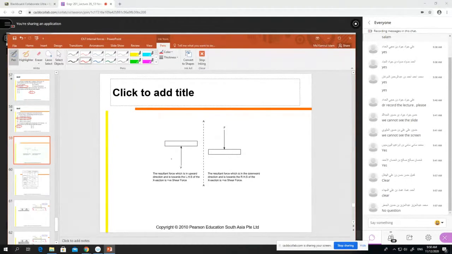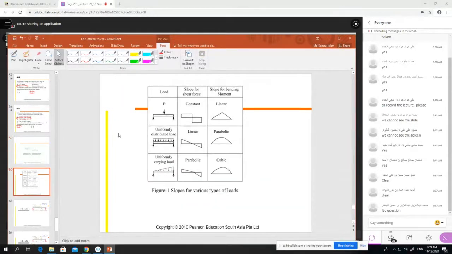Shear force definition: the resultant force in the upward direction, toward the left side of the section, is positive shear. We already taught you this one. The resultant force in the downward direction, toward the right-hand side of the cross section, is positive shear. Okay, this we already taught you. Now some new thing I want to teach you.